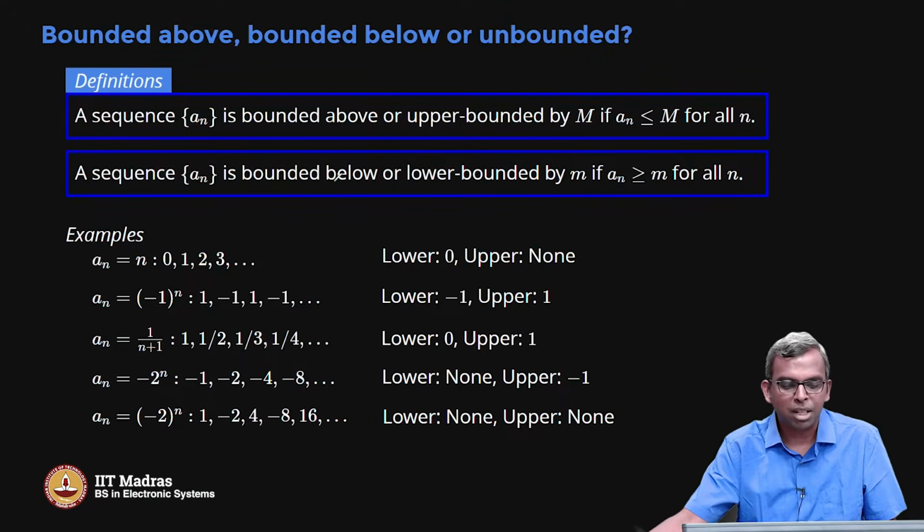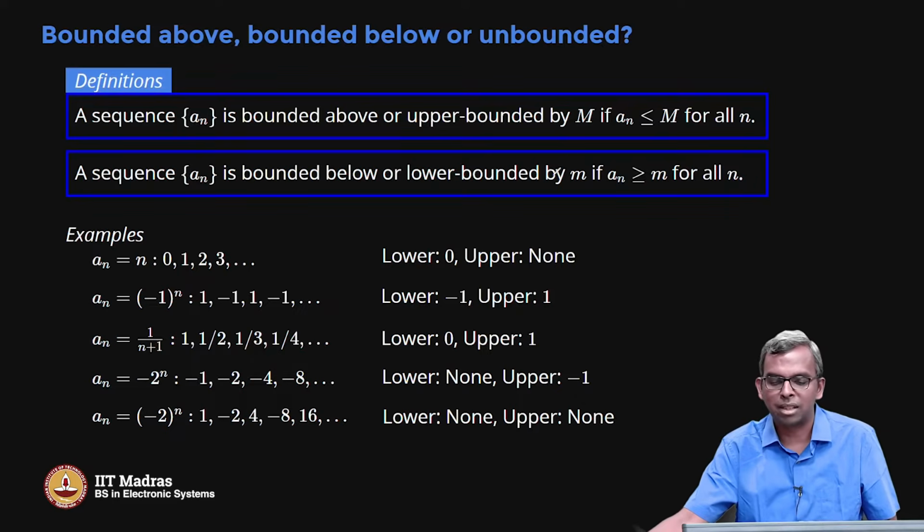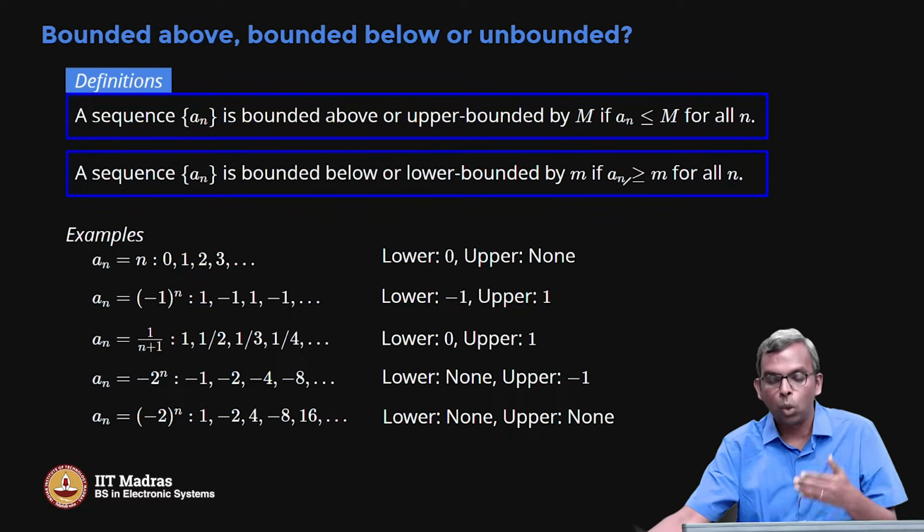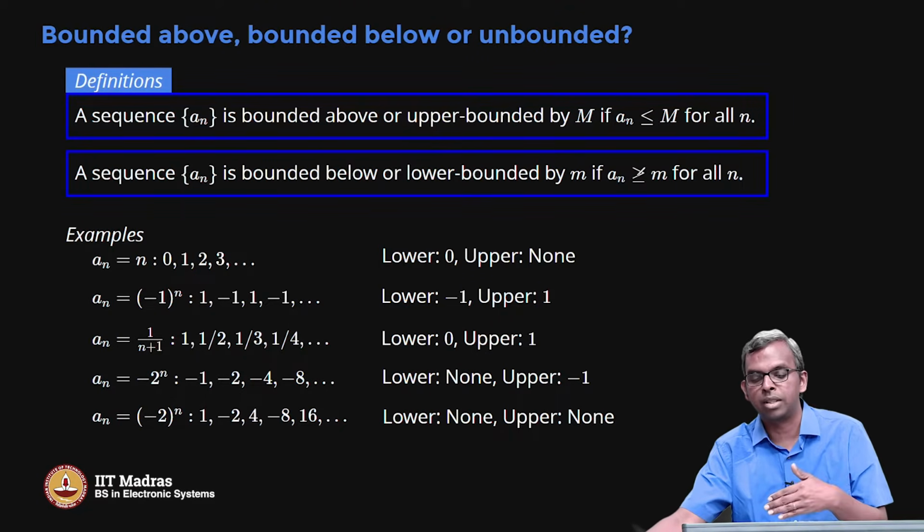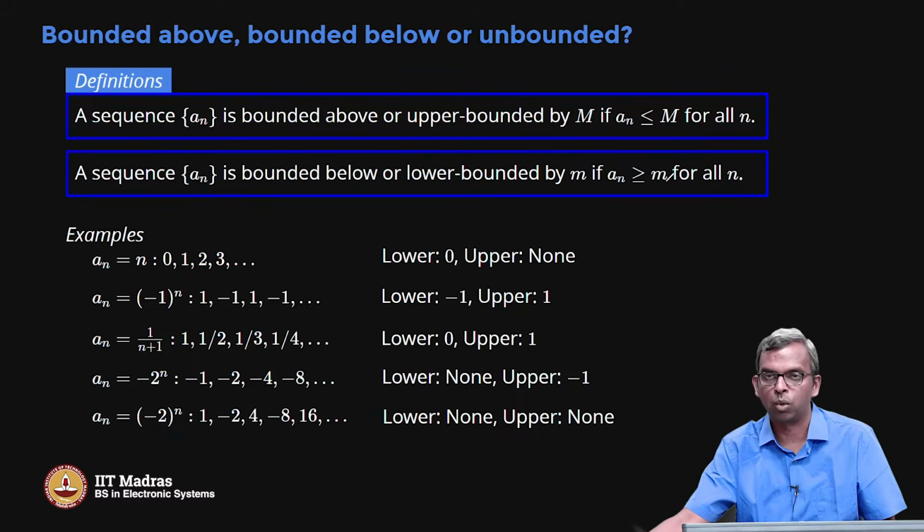Similarly, you can also have a lower bound, which may be small m. If you claim small m is a lower bound, what does that mean? Every value of the sequence is lower bounded by m, as in every value of the sequence is greater than or equal to m.